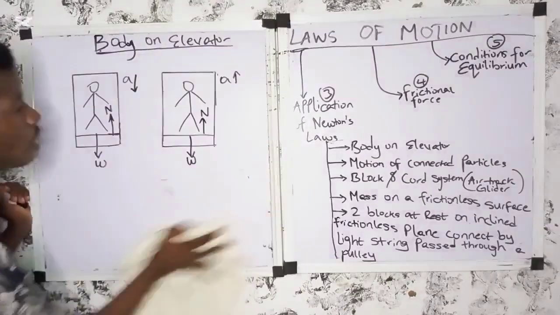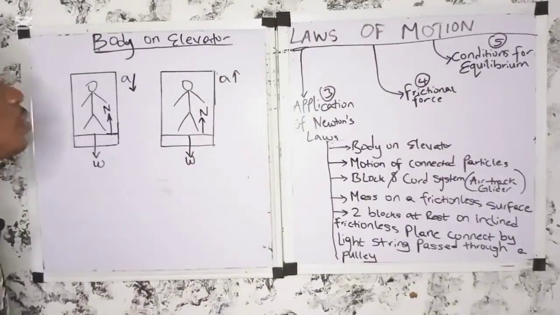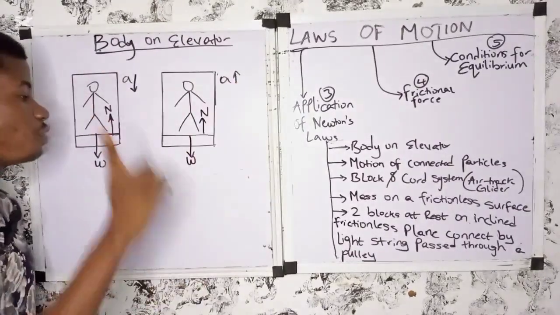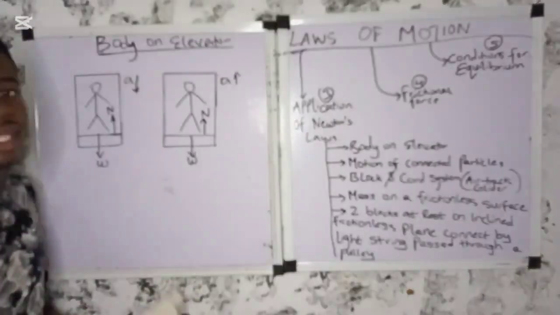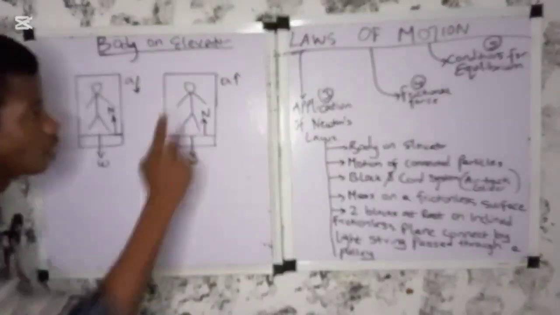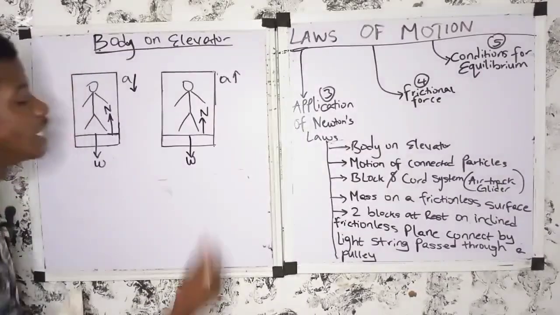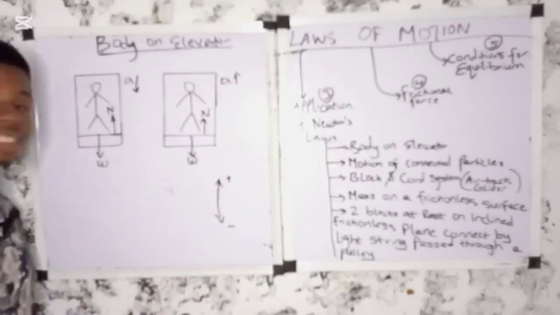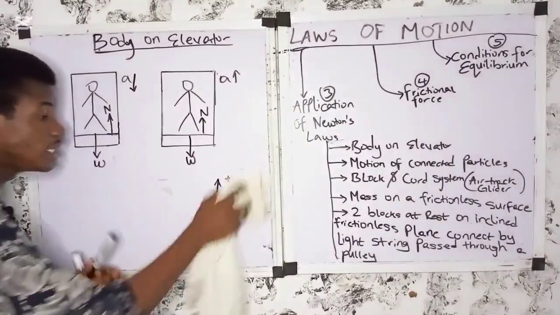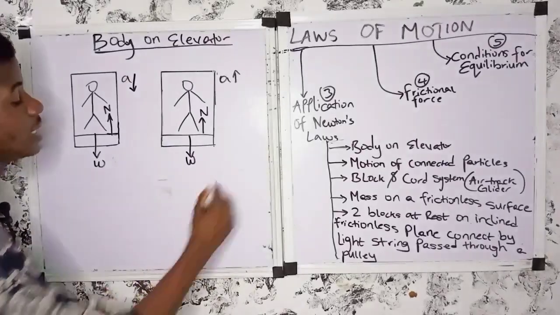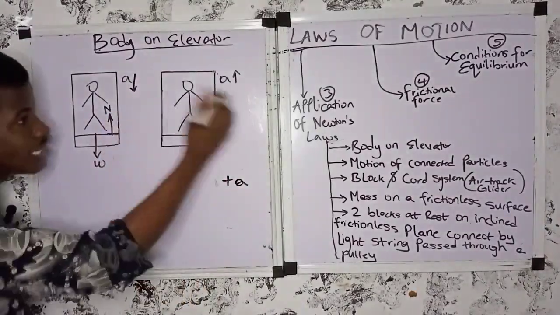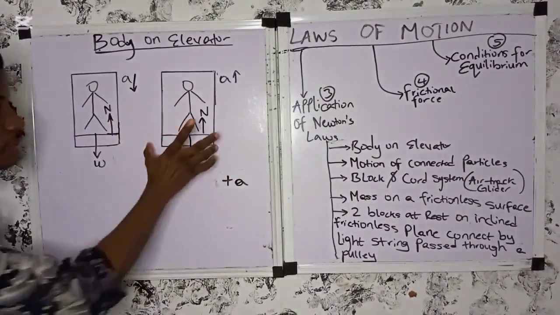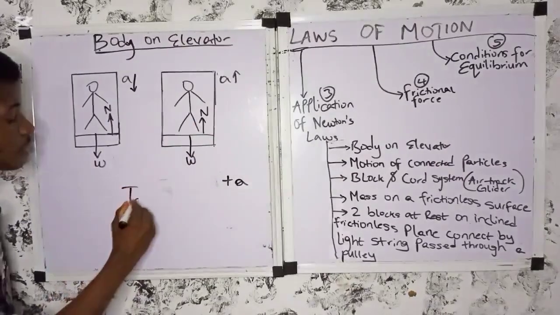Now the last scenario, when the elevator is moving upward, what will be the scale reading? When the elevator is moving upward, it has an upward acceleration, right? Now remember, according to the coordinate, going upward is positive, going downward is negative. So since the body is going upward, it has a positive acceleration. Now let's look for the total force. How many forces are acting on this system? Usually two.